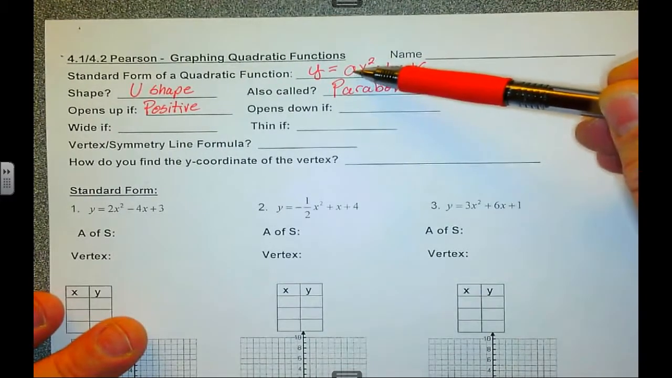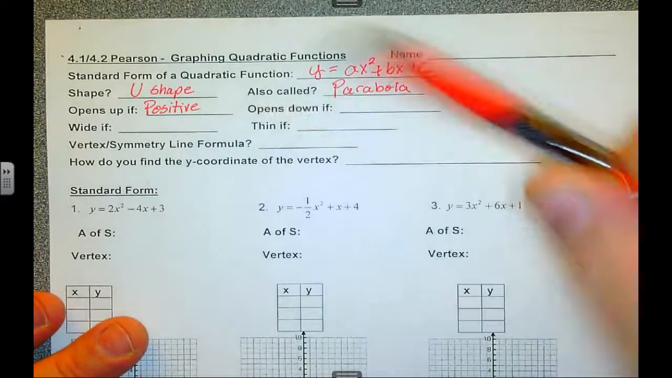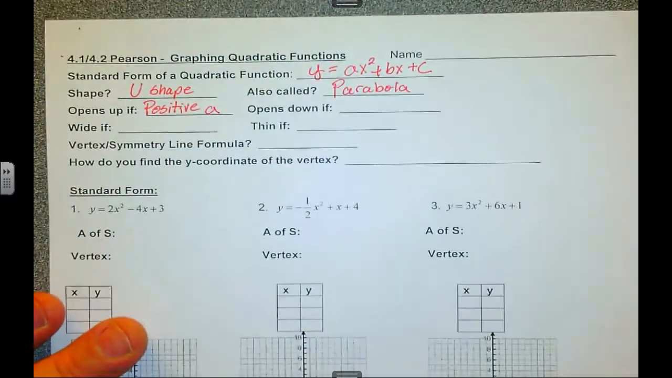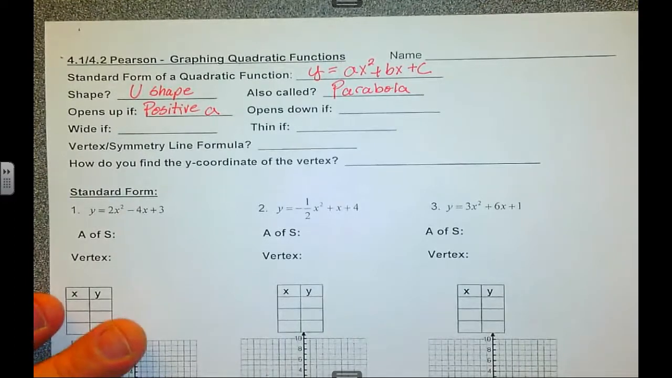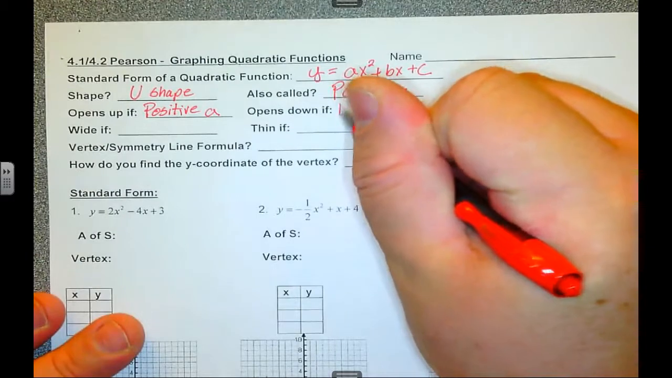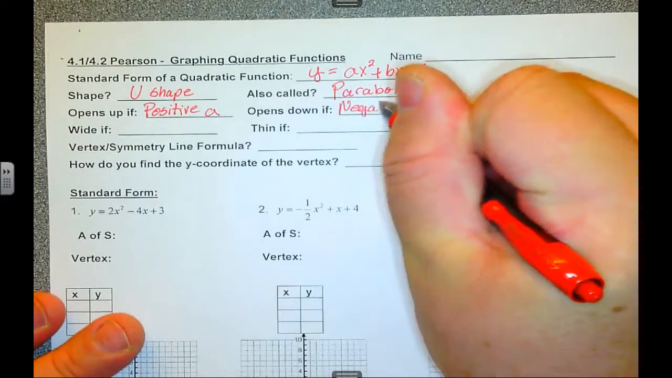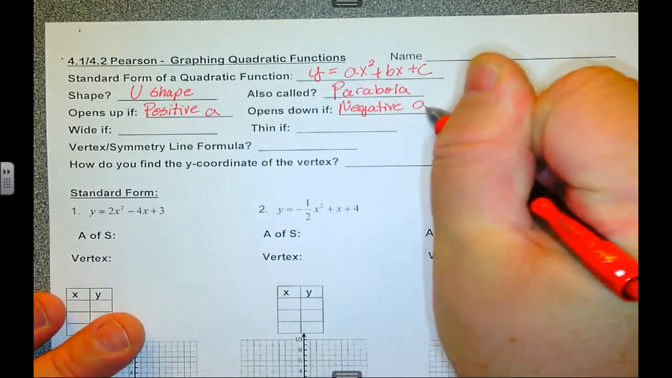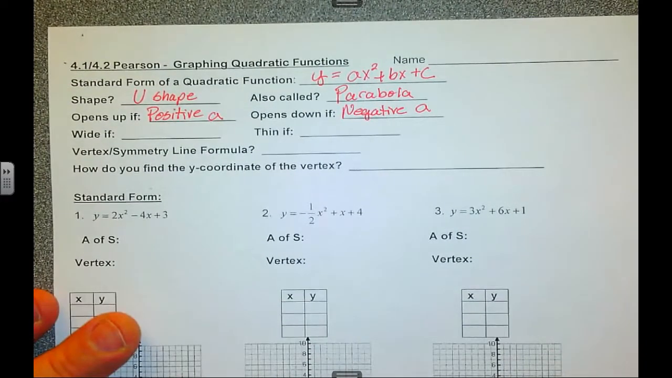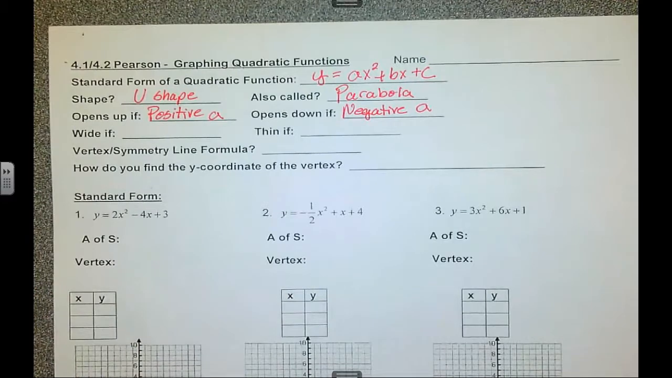If my A is positive, it opens up. Positive A, positive slope, because A is slope. Opens down if A is negative. Wide if, in other words, just like we were working with absolute value functions.